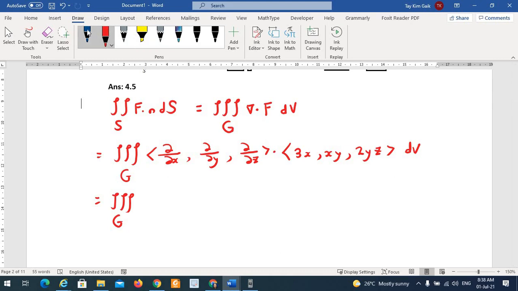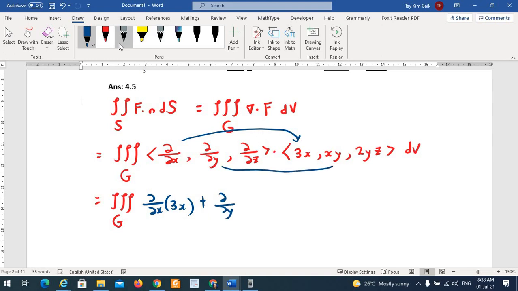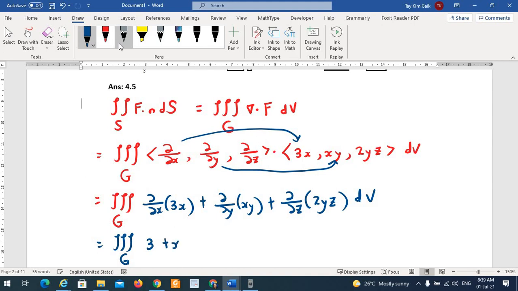So you have del x of 3x, plus del y of xy, plus del z of 2yz. So del x of 3x you have 3, del y of xy you have x, del z of 2yz you have 2y.